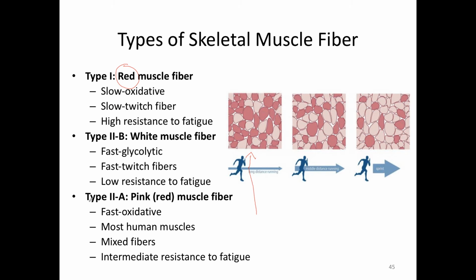Splitting the difference are type 2A, which are pink and red muscle fibers, and these are fast oxidative. The systems in there are primed to still be oxidative, but to do it more quickly. They're sort of a middling between the two processes. Most human muscles are this, so they are mixed fibers with an intermediate resistance to fatigue, and that makes them sort of a general purpose muscle.